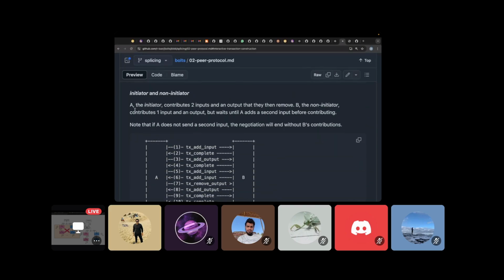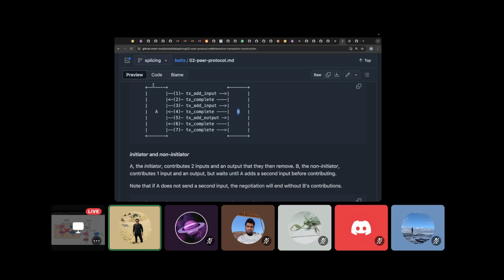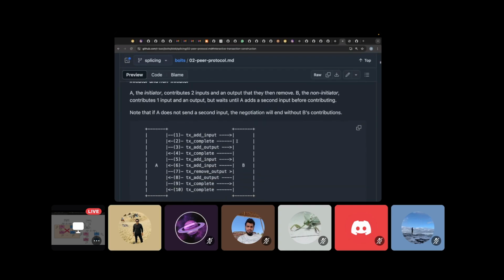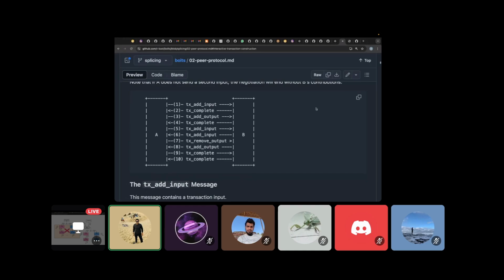As you can see, besides this section, it explains what is happening inside this diagram. A, the initiator, contributes two inputs. A sends TX add input two times and an output, which they then remove. Where do they remove it? In the next diagram. B, the non-initiator, contributes one input and an output, but waits until A adds a second input before contributing.